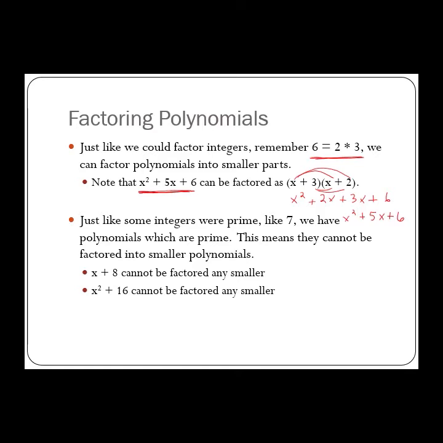Just like there were prime numbers like 7, there are polynomials which we can't factor into anything smaller. So like x plus 8 can't be factored, x squared plus 16 can't be factored. So sometimes when you're doing the homework, you might see the choice factor it or mark this if it can't be factored. That should be rare. You shouldn't find that happen a lot of the time.